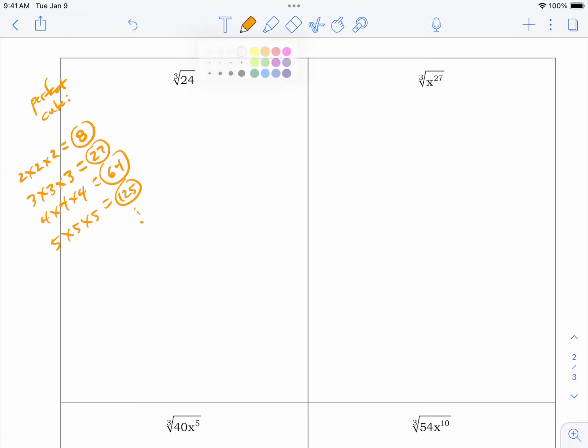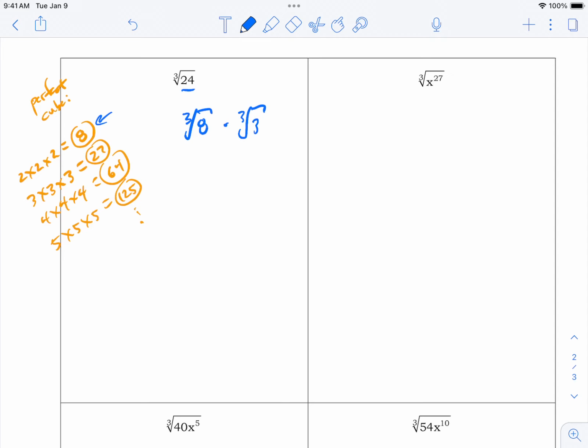But looking at this here, 24, the question is, can I find a pair of numbers where one of the numbers is one of these? Well, it's certainly not going to be a 27, right? But the 8 works. So you break this up. You think of this as a cube root of 8 multiplying a cube root of 3. That works. It works for multiplication.